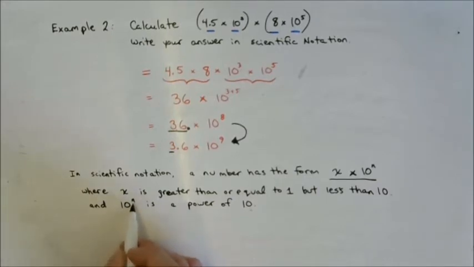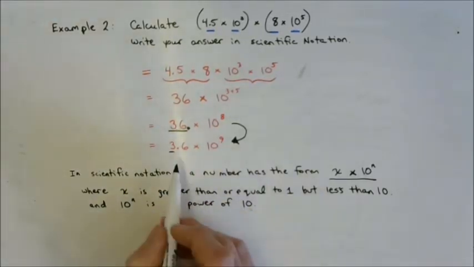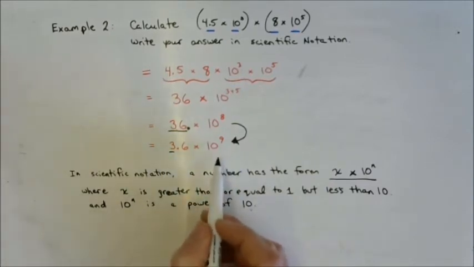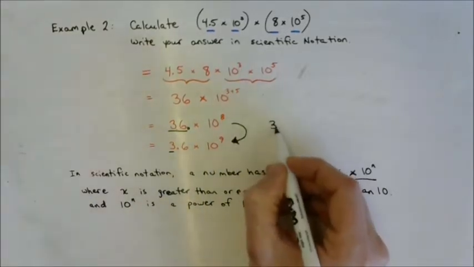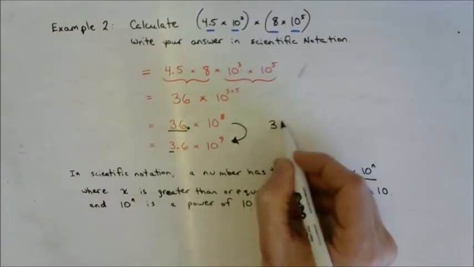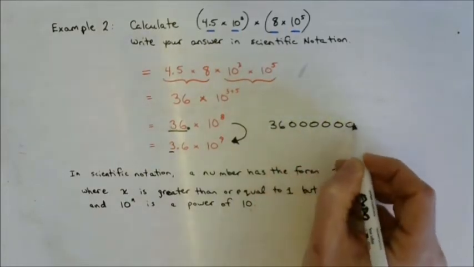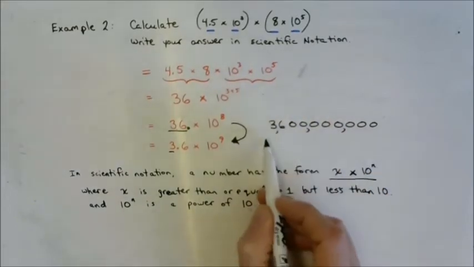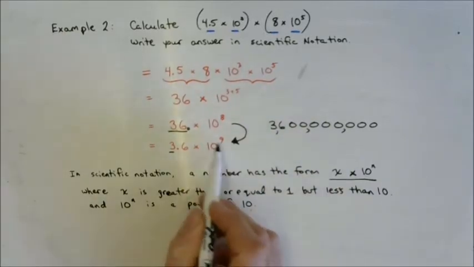So 10 to the power of 2 is 10 times 10. 10 to the power of 9, which we had here, is 10 times 10 times 10, 9 times. And then times 3.6, and that's how we express big numbers in scientific notation. If this was not in scientific notation, it would look like this: 3, then move 1, 2, 3, 4, 5, 6, 7, 8, 9, comma, comma, comma, 3,600,000,000. That's this number right here.